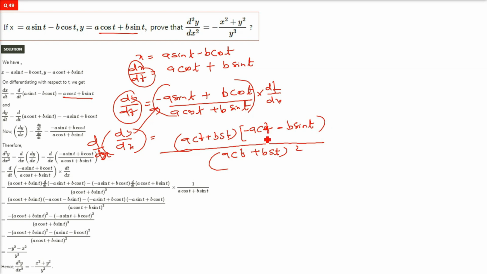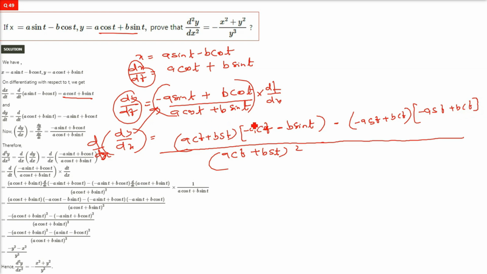Now we come to the second term, and since the denominator has to be differentiated now, the numerator has to be kept like this as it is. The denominator has to be differentiated. So we're going to write minus a sin t plus b cos t, and differentiation of this: minus a sin t, because cos t is minus sin t, and b sin t is cos t.